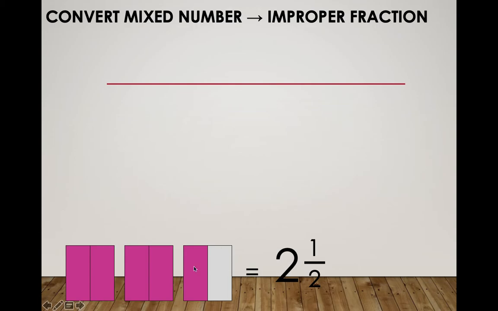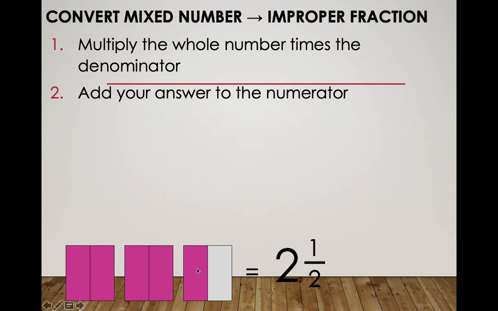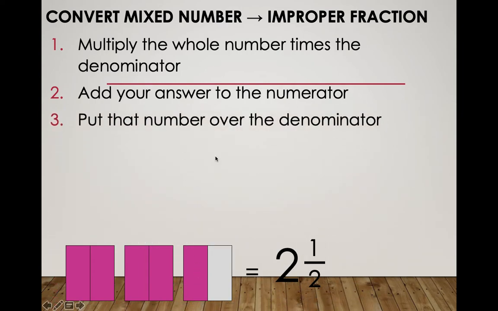So if I have 2 whole pieces, 1, 2, and then I have a half. So 2 1/2, what we can do first is we can multiply the whole number times the denominator. So 2 times 2, because each of these have 2. But then we also have this half here, so we're going to add that answer to the numerator that you already have and put that number over the denominator.